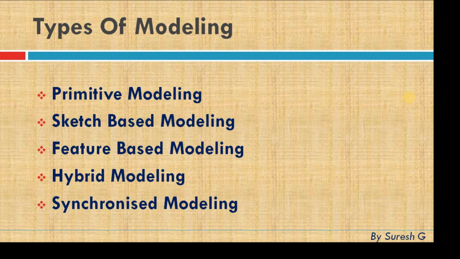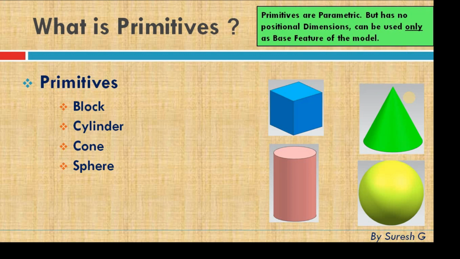So what are primitives? Primitives means block, cylinder, cone, sphere. These are all called primitives. Towards the right side, you can see the shapes. Generally, the primitives are parametric but have no positional dimensions. The primitives can be created as a base feature of any model, but they cannot be used in the middle of the component. So in NX, you can see in the menu, Insert, Design Feature, Block, as a base feature of the model. Suppose we are going to create a model, the first feature can be a block, cylinder, cone or sphere, but it cannot be used in the middle of the features.